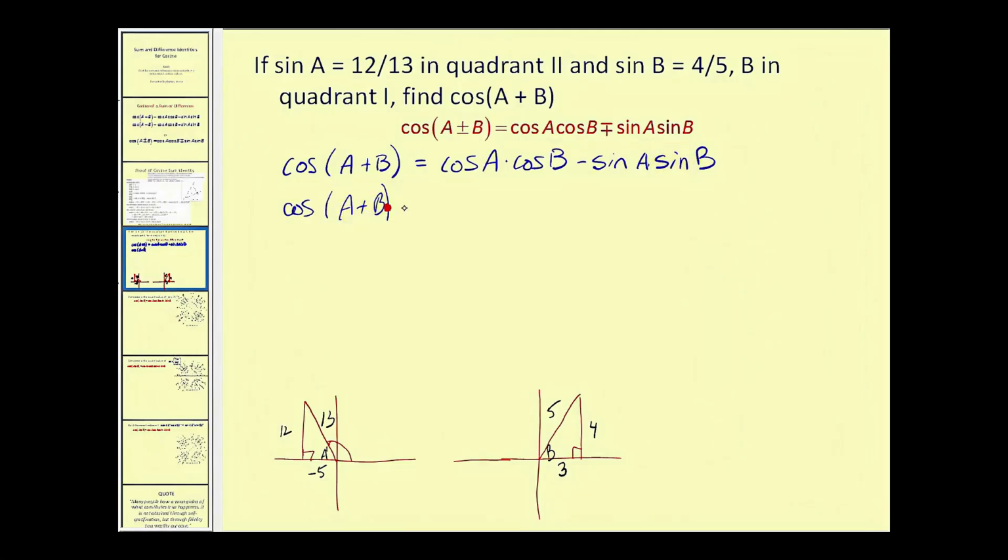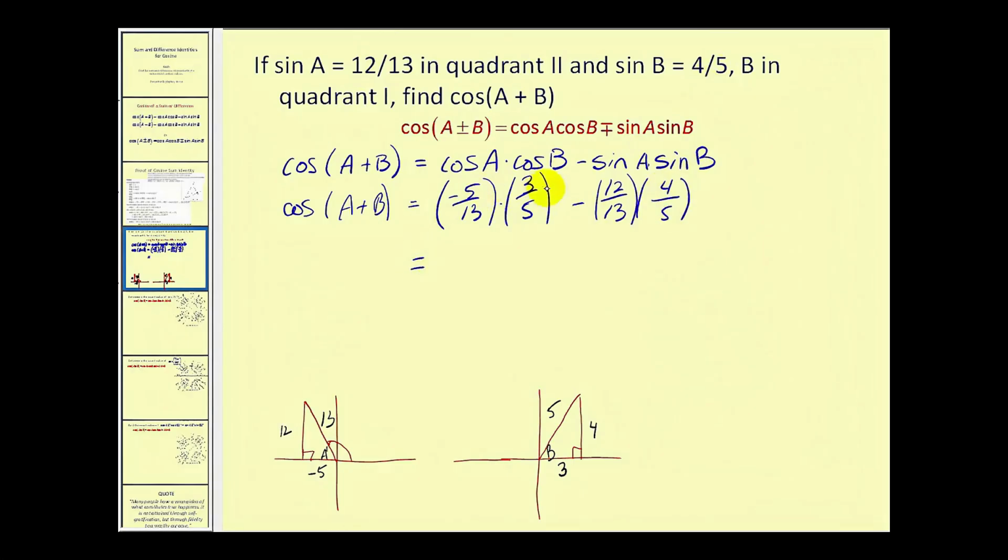So the cosine of angle A would be the cosine of this reference angle, which is adjacent over hypotenuse, or -5/13, times the cosine of angle B. Well, the cosine of angle B would be adjacent over hypotenuse, or 3/5, minus sine A times sine B. Well, sine A is given as 12/13, and sine B is given as 4/5.